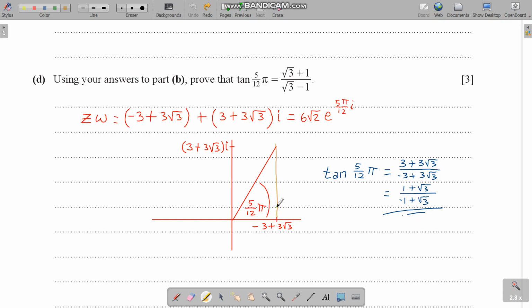If you look at this triangle here, tangent 5 pi over 12, so tangent this angle, tangent the argument here, this is a right angle triangle, is opposite over adjacent. The opposite is 3 plus 3 root 3 over adjacent, which is minus 3 plus 3 root 3. So this is from SOHCAHTOA, definition of tangent. We divide everything by 3 here, divide both sides by 3, we get 1 plus root 3 all over minus 1 plus root 3, which is what we need to prove.